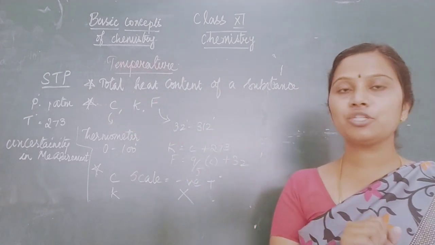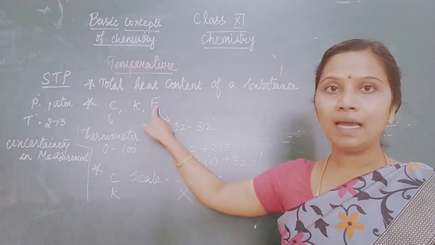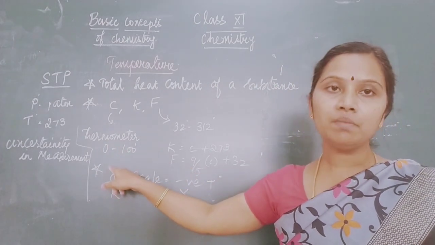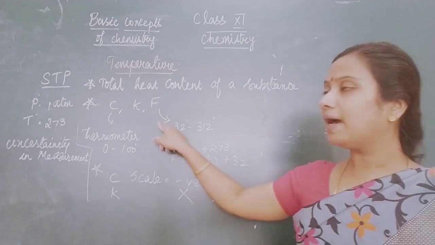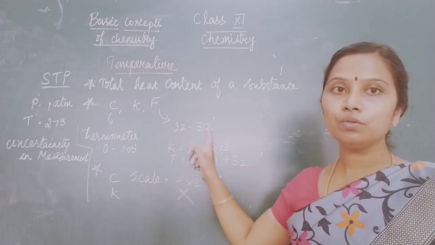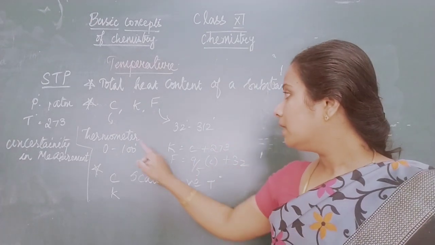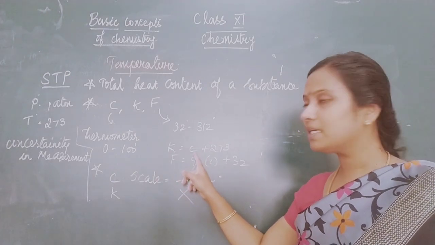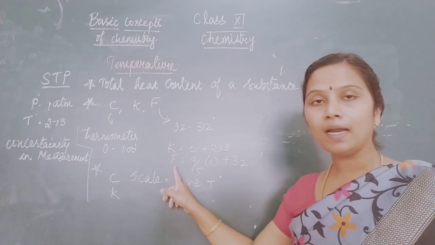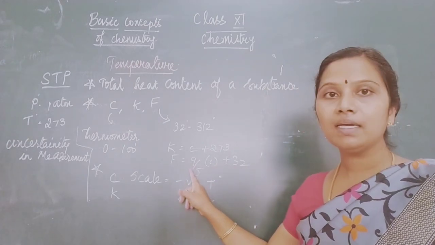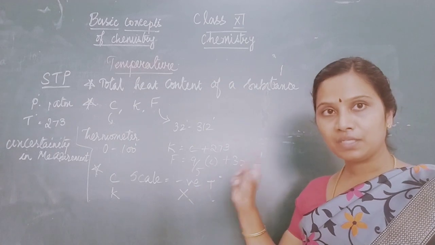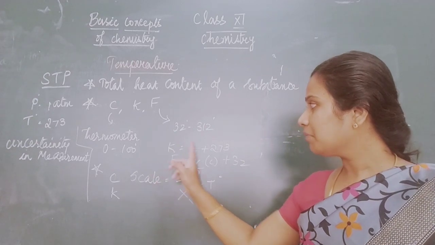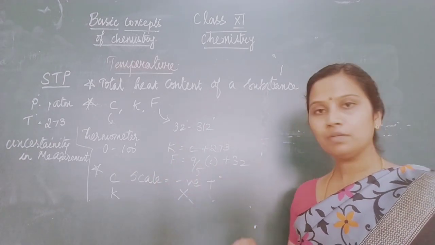There are three scales for measuring temperature: Celsius, Kelvin and Fahrenheit. Celsius can be measured with a thermometer and the readings are calibrated from 0 to 100 degrees Celsius. What about Fahrenheit? The calibration of the reading will be 32 to 212 degrees. And how do you convert Celsius to Kelvin? Just add 273 to the Celsius scale, and you will get the Kelvin scale. How will you convert Fahrenheit to Celsius? The formula is 9 by 5 Celsius plus 32. So these are the ways by which Kelvin and Fahrenheit can be converted to and from Celsius.